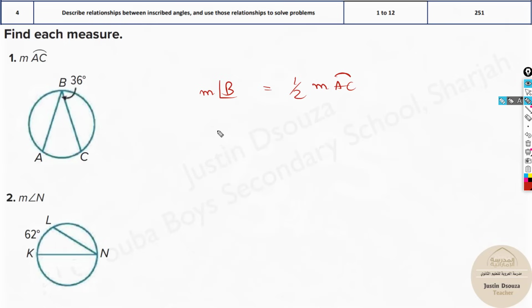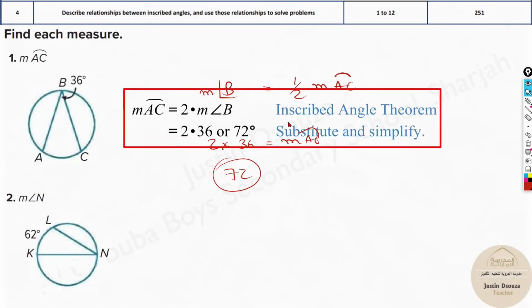So take this 2 to the other side. It will be 2 times the measure of angle B. That is 36. So that is the measure of arc AC. We get over here 72 degrees. That would be the answer. You can see that's the answer, 72.